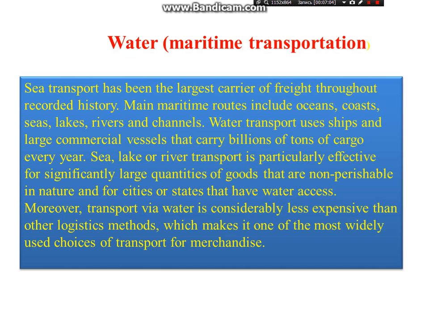Next type of transportation is water or maritime transportation, or sea transport, we can call it. Sea transport has been the largest carrier of freight throughout recorded history. Maritime routes include oceans, coasts, seas, lakes, rivers, and the channels. Water transport uses ships and large commercial vessels that carry billions of tons of cargo every year. Sea, lake, or river transport is particularly effective for significantly large quantities of goods that are non-perishable in nature and for cities or states that have water access.